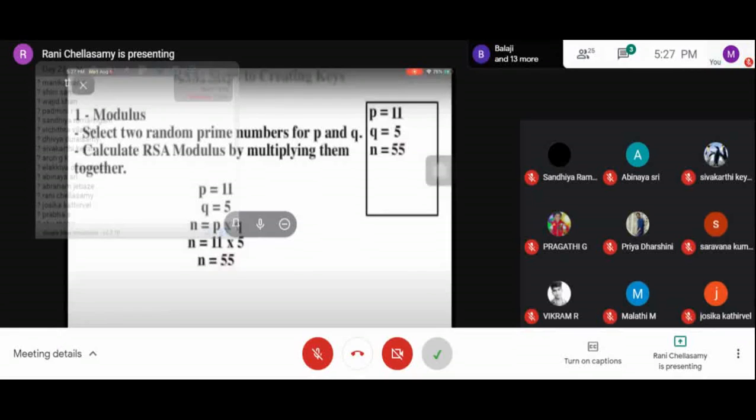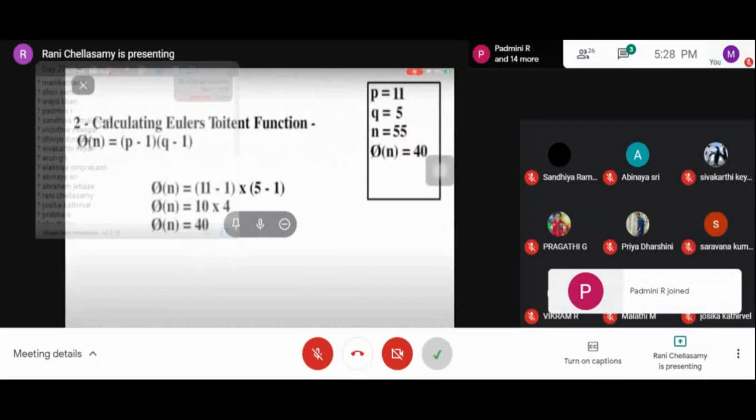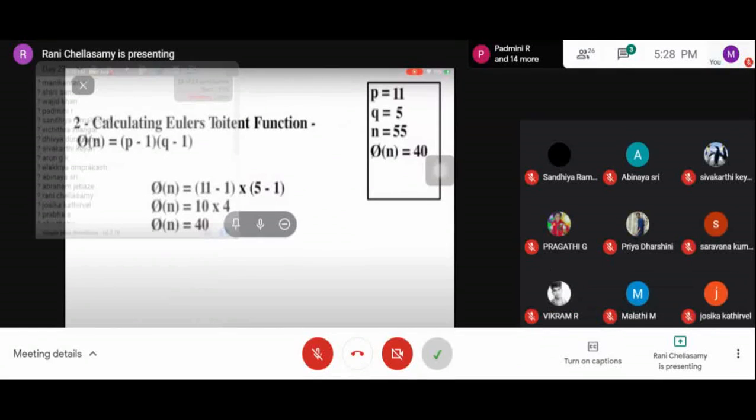Okay, fine. So first we have to choose the random prime numbers P and Q, and after choosing, we calculate the RSA modulus from the formula N equals P times Q. We are getting the RSA modulus value as 55, that is the n value. Next step, we have to calculate Euler's totient function.